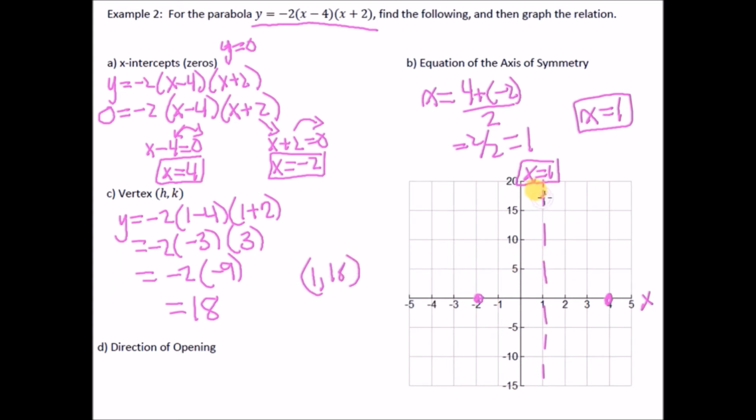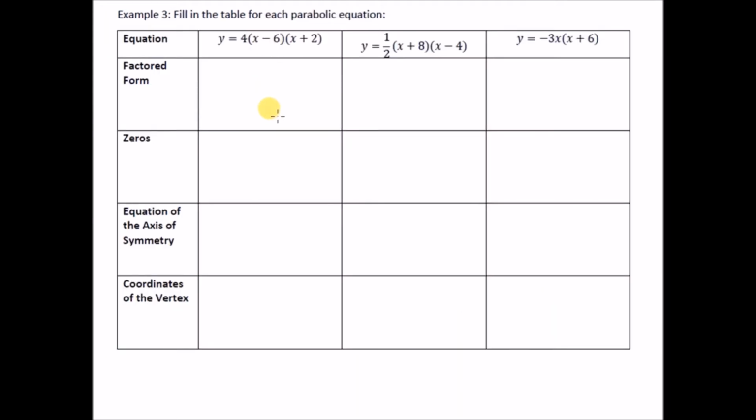So I can go ahead and graph that, because now we have 3 points. And direction of opening, well, a equals negative 2, so we know that this opens down, so this graph makes sense. All right.